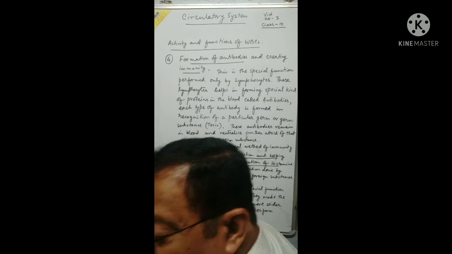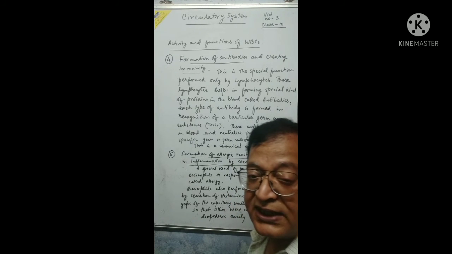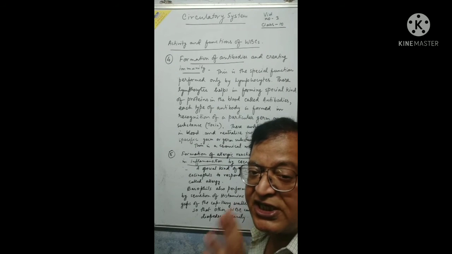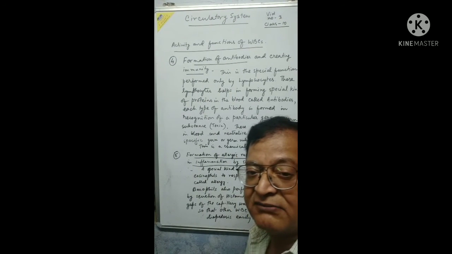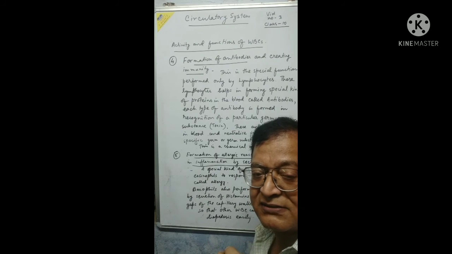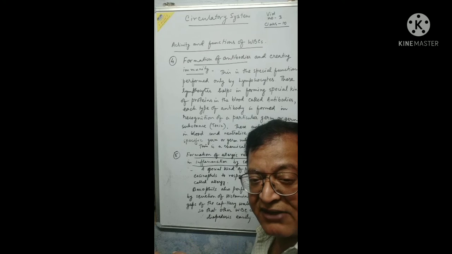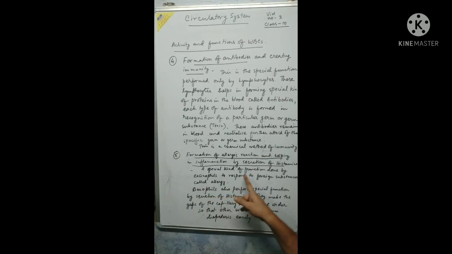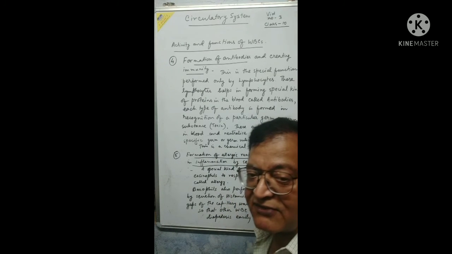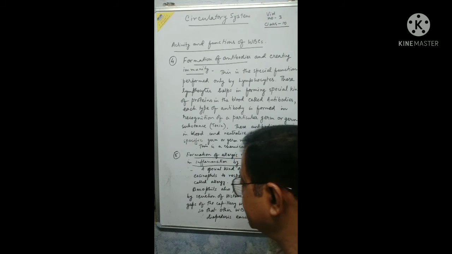Though not many of the WBCs perform it, eosinophils perform some allergic reaction. It is a kind of recognition of certain unwanted substance that is coming close to the body, to which they are giving a kind of anti-reaction, that is called allergic reaction. A special kind of function done by eosinophils to respond to foreign substance called allergy. Okay, so this allergic reaction is also another function performed by eosinophils.